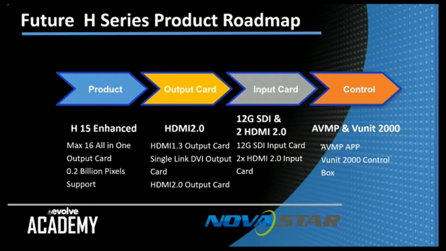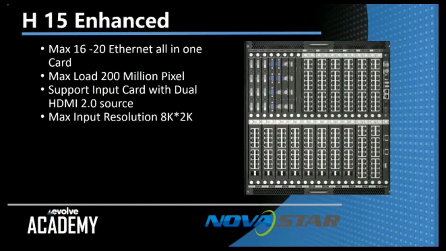So basically 2 of those, and you are then looking at taking an 8K input. So either 4 12G or 2 of the dual HDMI 2.0s will give you an 8K screen in. And then control, Ricky will have to address the V unit. The AVMP app, I've got a screenshot of coming up, and the V unit is new even to me.